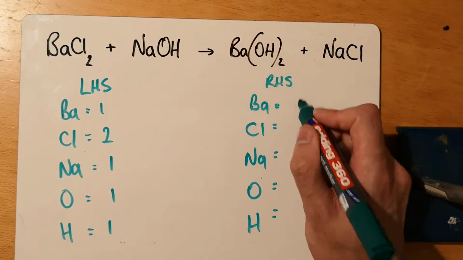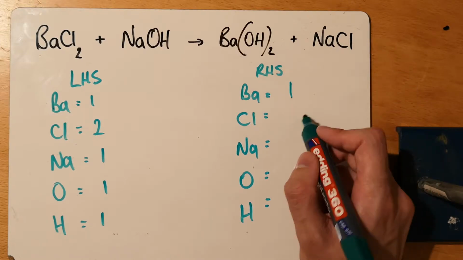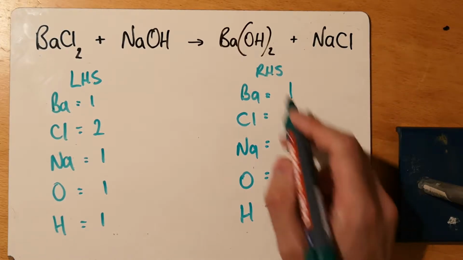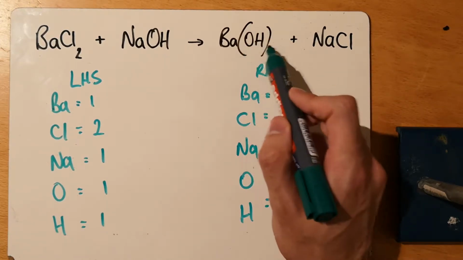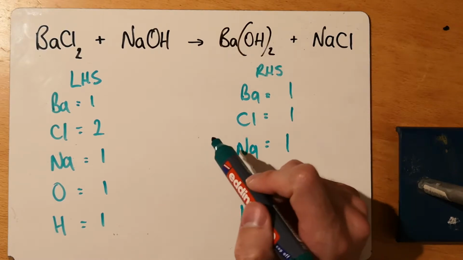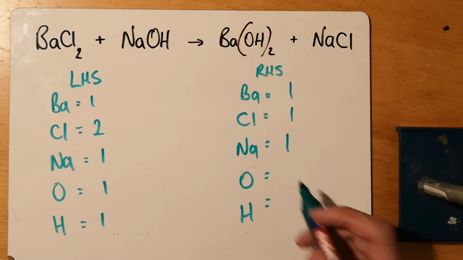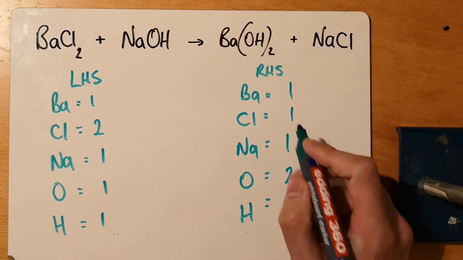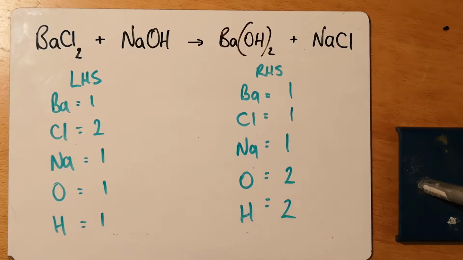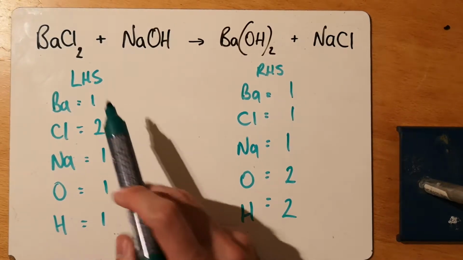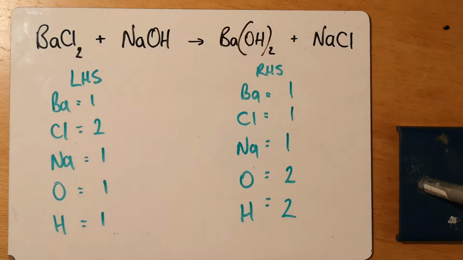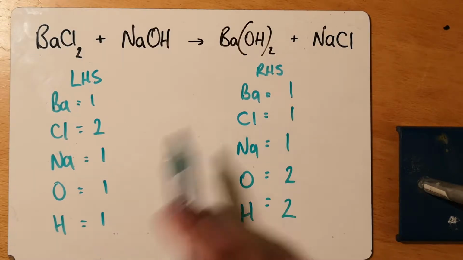And I've got one barium, one chlorine, one sodium. Now this OH in brackets with a 2 means I've got 2 of everything in there, 2 hydroxide ions essentially. That means I've got 2 oxygens and 2 hydrogens. So we can see this isn't balanced because these numbers aren't the same on either side. The bariums are balanced, so I don't need to worry about the bariums. I can start with the chlorines then.